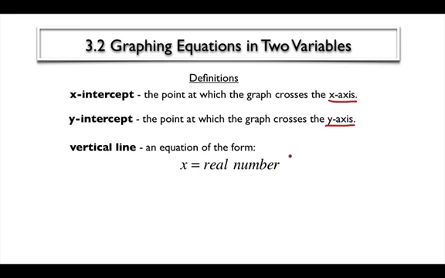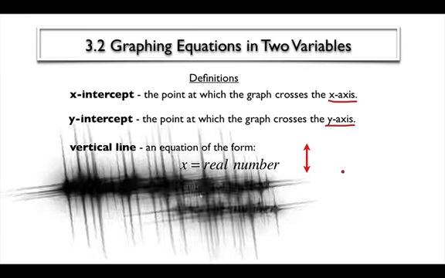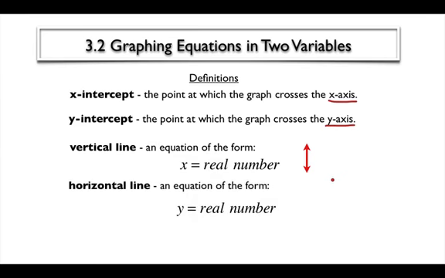Just to refresh your memory, any vertical line, when you graph it, goes up and down, and a horizontal line is an equation of the form y equals a real number, and it goes from left to right. Let's move on to the next slide.